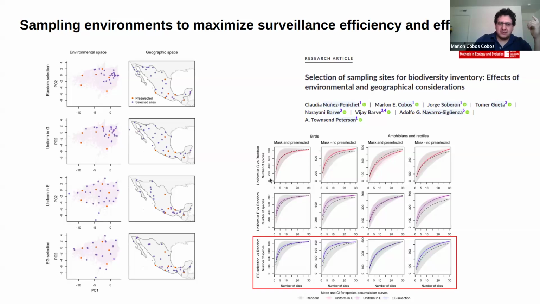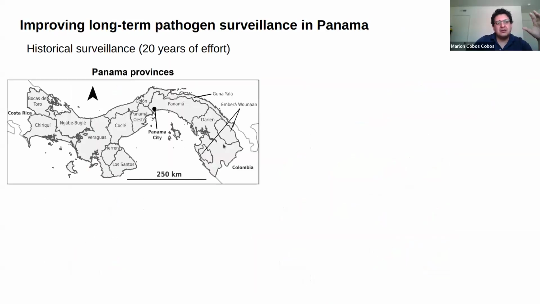One particular aspect that was important to highlight here is that if you sample randomly in geography, or spread your points in geography, you tend to underestimate certain environments that are not so common in the geographic region. And those environments may be perfect opportunities for rare biota to exist that we are not really considering if we're sampling that way. And so using those same principles, we wanted to improve long-term pathogen surveillance in Panama, specifically zoonotic pathogens.